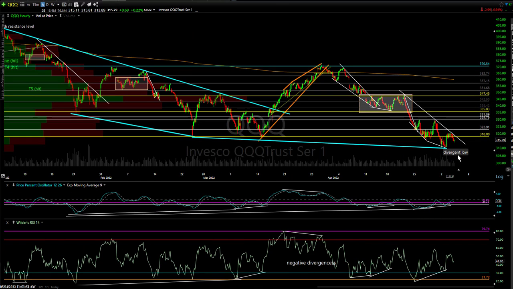I wish those divergences weren't there. I'd be going a lot shorter, I can tell you that too. I'm not going heavy short into the Fed meeting. These divergences are just too much, and they're still there.